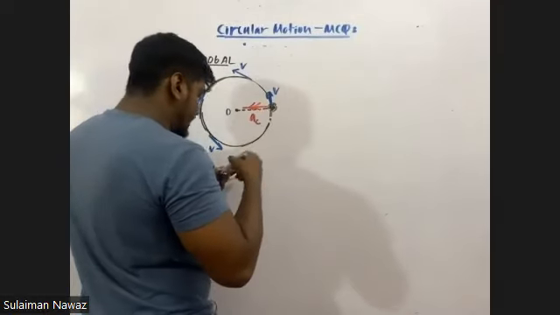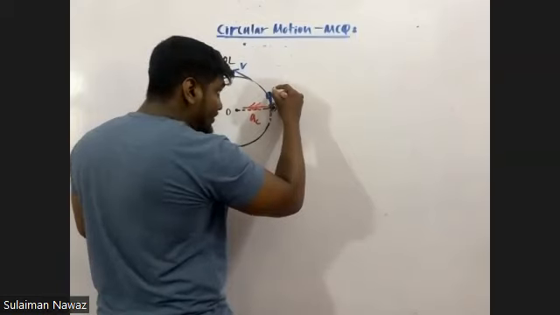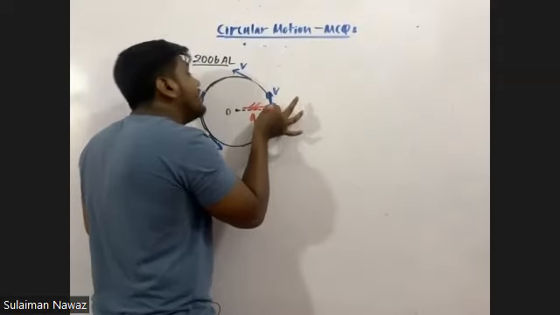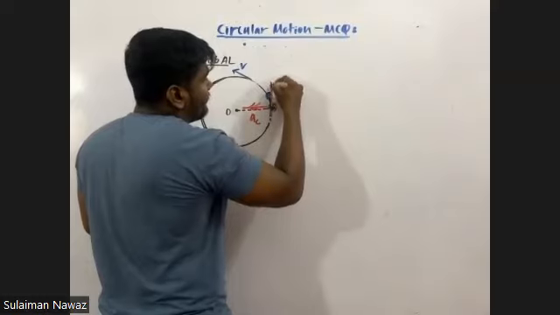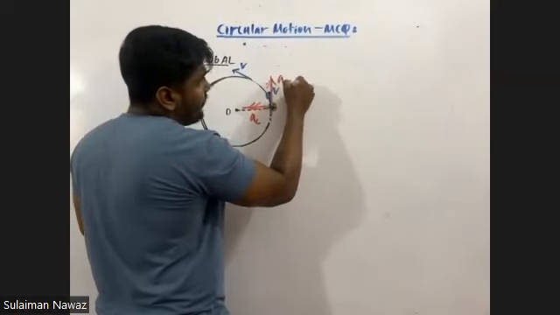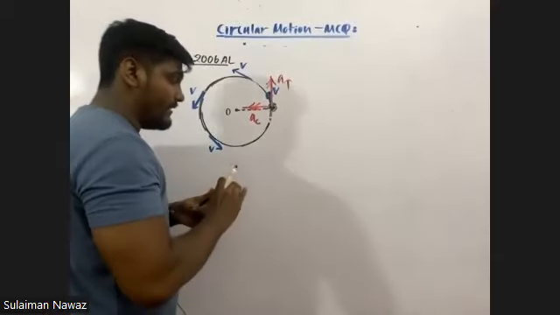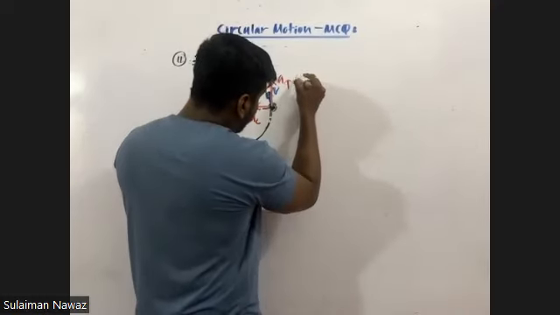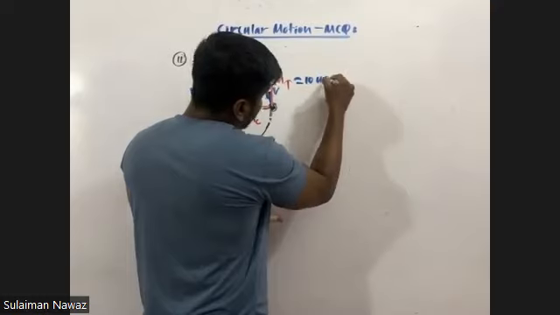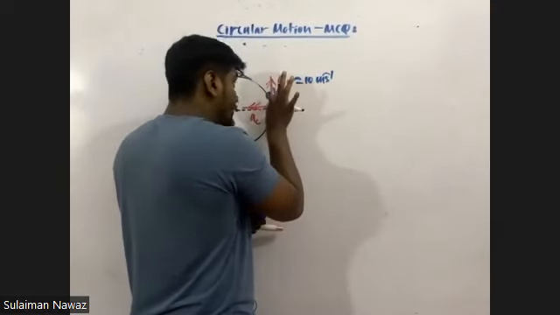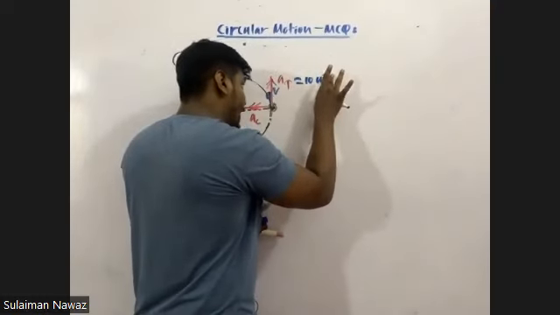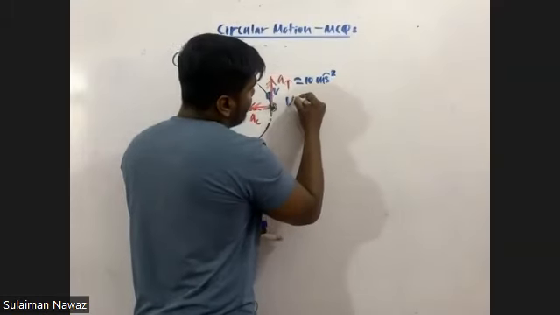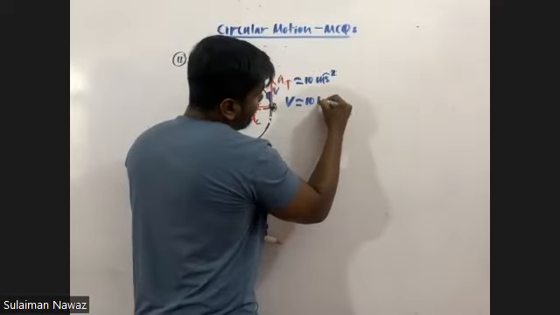At this particular instant, the direction of tangential acceleration will be in the direction of tangential velocity, this direction. That is my AT. Now they have given tangential acceleration is 10 m/s². They have also given tangential velocity V equals 10 m/s.